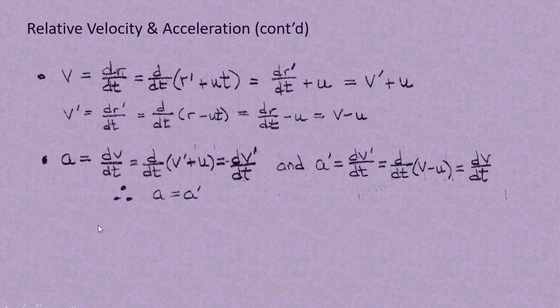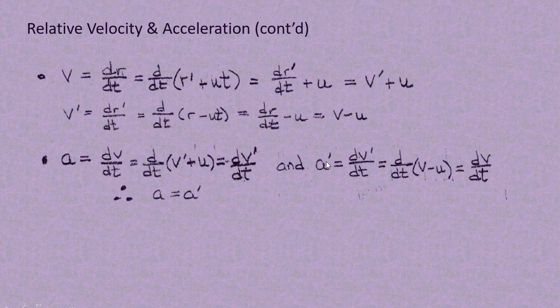Now let's take a look at acceleration. The acceleration of the particle from the stationary reference frame is dv/dt, and of course we have another expression for v, and that's v prime, the particle's velocity from the moving reference frame, plus u, which is the velocity of the moving frame relative to the stationary frame. So when we differentiate this, we get dv prime/dt. The u goes away because that's a constant.